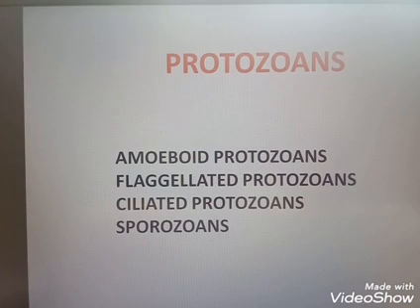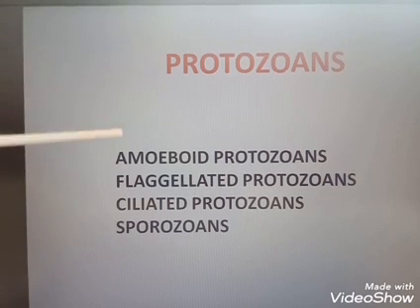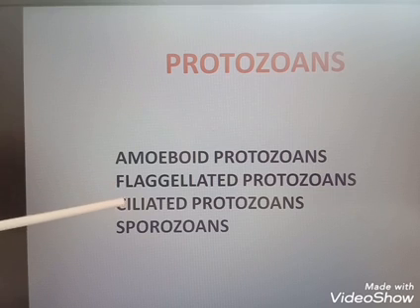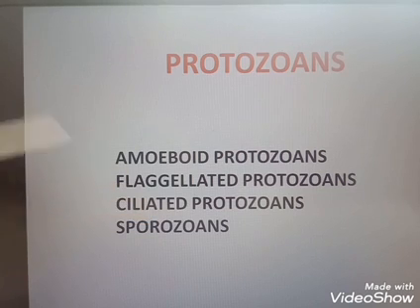These protozoan groups are again classified into 4 types: amoeboid protozoan, flagellated protozoan, ciliated protozoan and sporozoan. So the protozoan group is again classified into 4 types. They are amoeboid protozoan, flagellated protozoan, ciliated protozoan and the sporozoans. Is it clear?